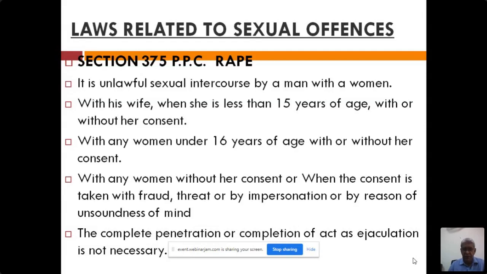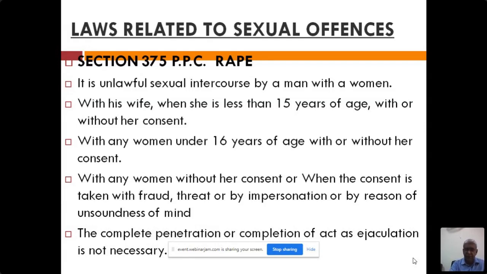Or if the consent has been obtained, there is a role of some fraud, role of some fear, role of some impersonation, or role of insanity. So all these three conditions would constitute the act of the rape.